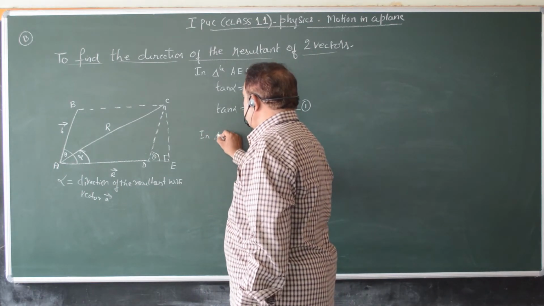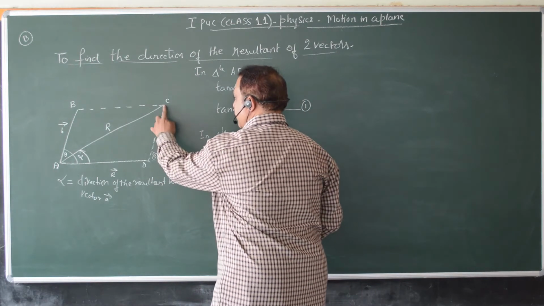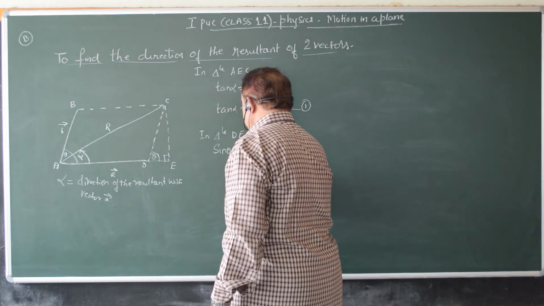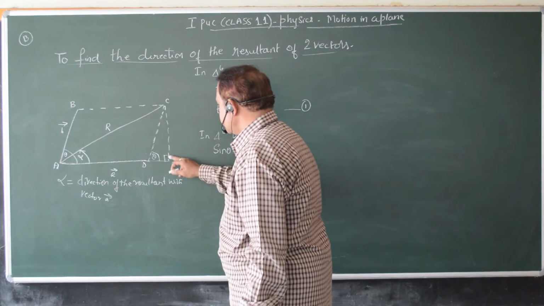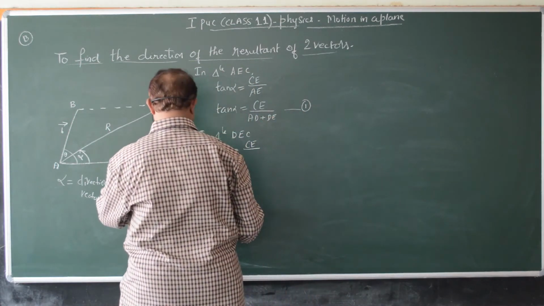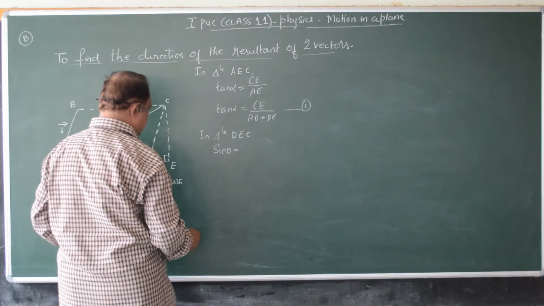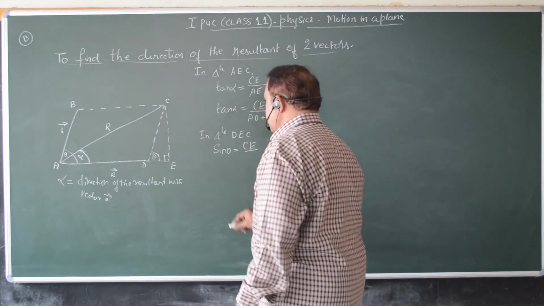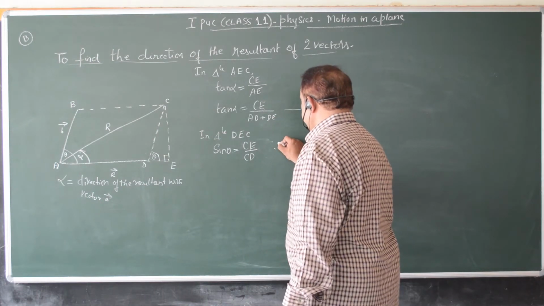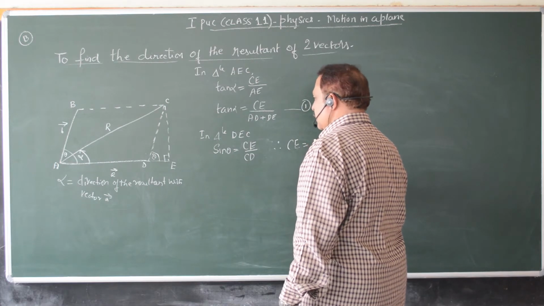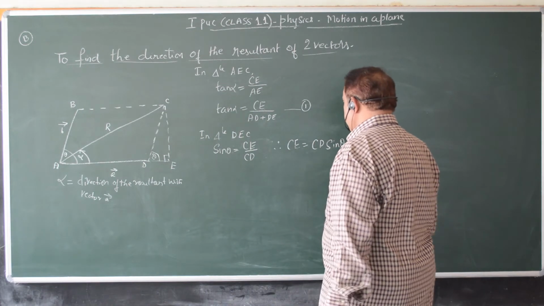Now, in triangle DEC, this right angle triangle, let me take sin theta. Sin theta is the opposite side, that is CE, divided by the hypotenuse CD. So I want CE here. Therefore, CE is CD sin theta.